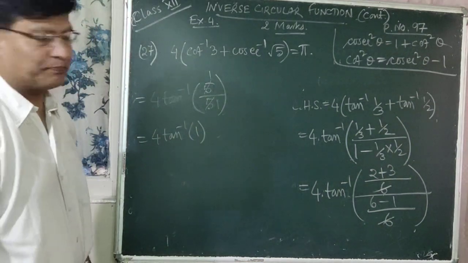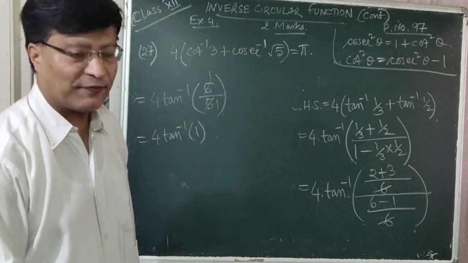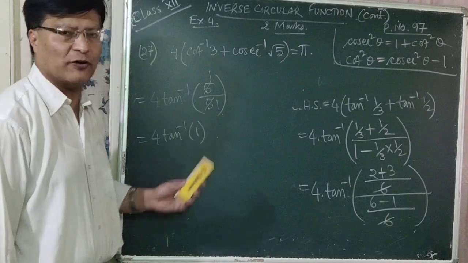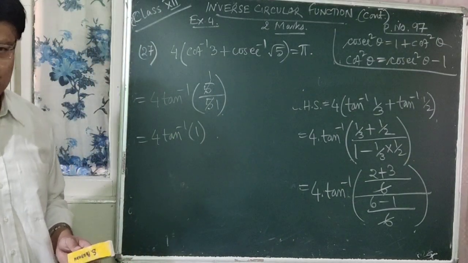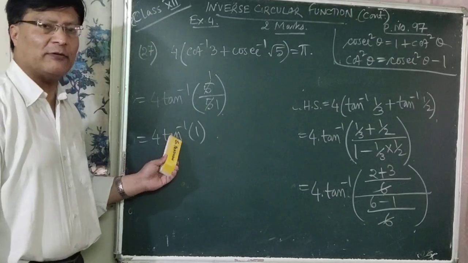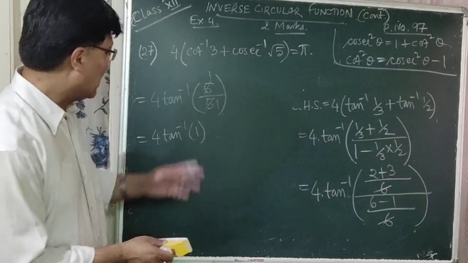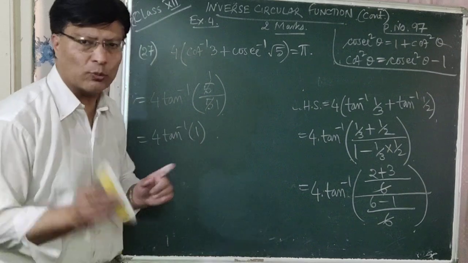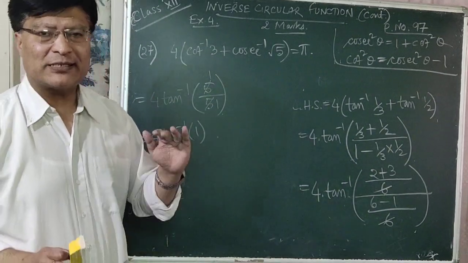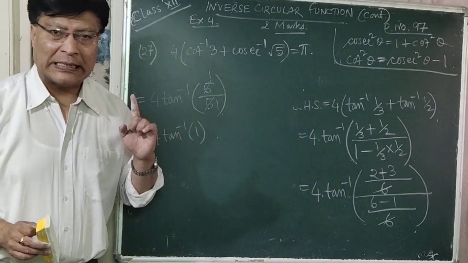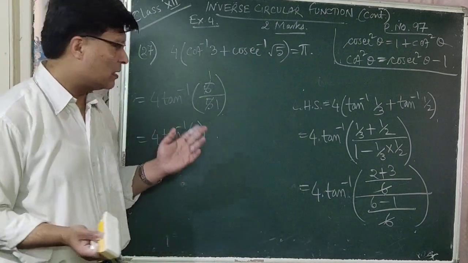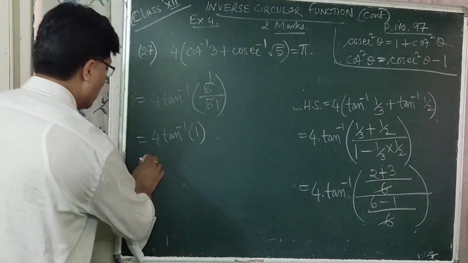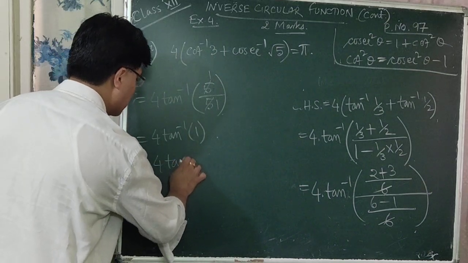Is that clear now? So now let us find out the value of this inverse circular function. That means you have to find out the principal value of tan inverse 1. You know how to find it, isn't it? If this is tan inverse, you should write 1 in terms of tan. That means tan of which least angle is 1? Pi by 4. Tan pi by 4, isn't it? So which is equal to 4 tan inverse.